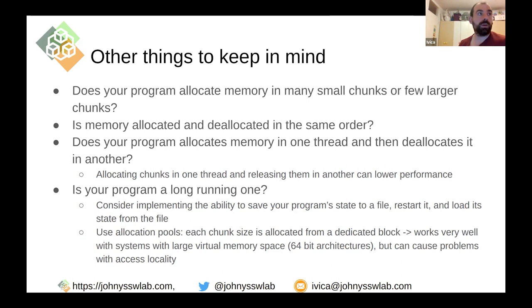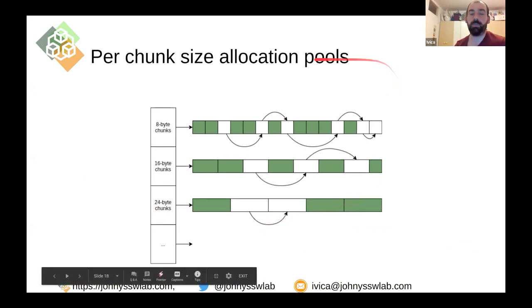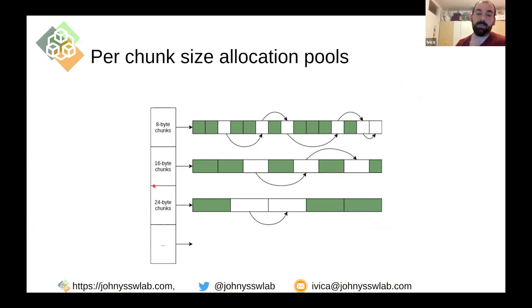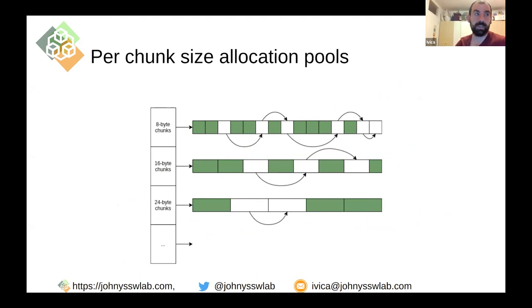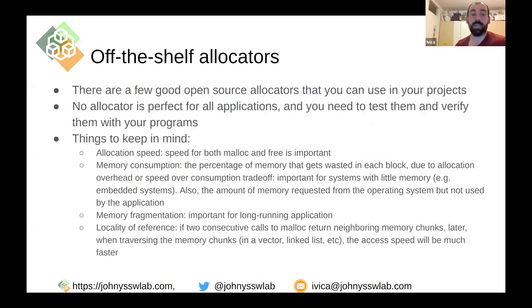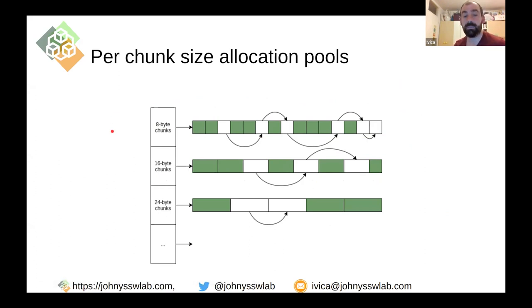Also, one way to avoid memory fragmentation is to use allocation pools. Each chunk size is allocated from a dedicated block. So here is an allocation pool, if you see this. You have one block for 8-byte chunks, another block for 16-byte chunks, another block for 24-byte chunks, and so on. You go up to a certain level, and then you don't create any more. You don't create a list of chunks for 4-megabyte chunks. This is a good idea because it prevents memory fragmentation, but again, it increases memory consumption. Some allocators internally use something like this.